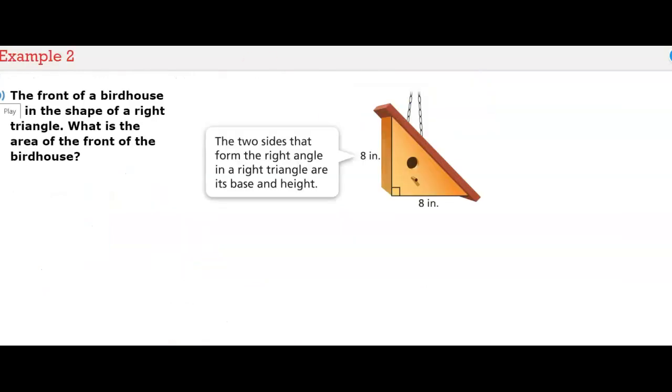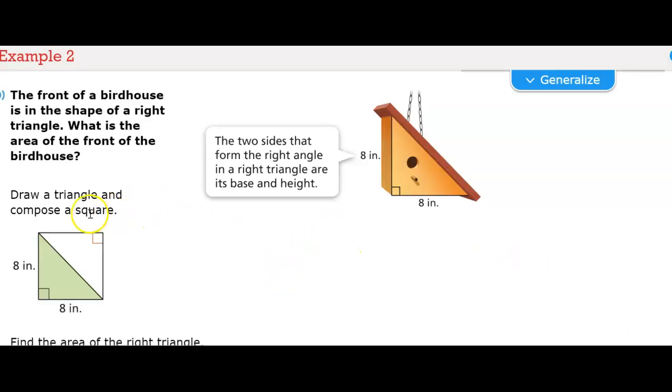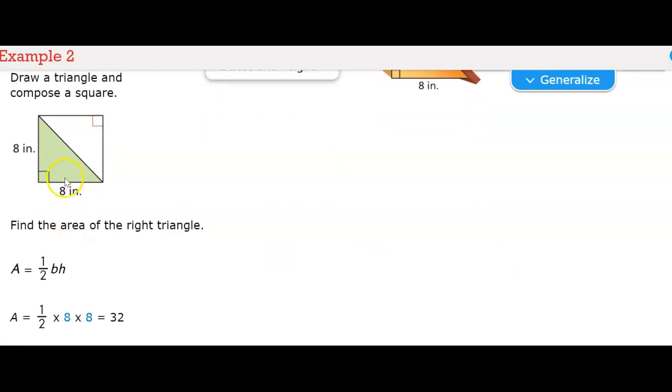two-dimensional. The front of a birdhouse is the shape of a right triangle. What is the area of the front of the birdhouse? The two sides that form the right angle in a right triangle are its base and height. So the base is 8 inches here, and the height is 8 inches there. You're going to draw a triangle and compose a square. So now you take that triangle and you draw on another one, and it creates the same thing, and it creates a square.